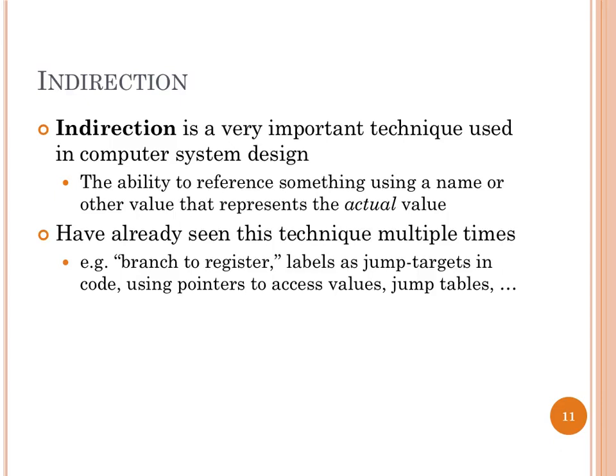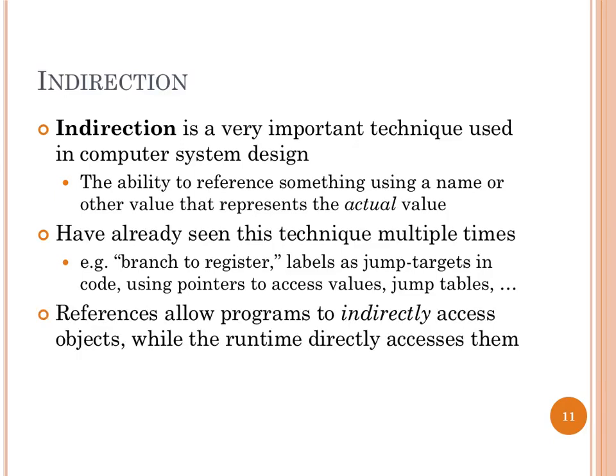Branch to register, so now I'm using a register's content instead of having a branch to a literal address. Labels as jump targets. You probably remember, hopefully, because we're only in the 4th week now, each one of these things gave us a big jump in sophistication in the way that we implement programs or the things that we can compute. So references allow me to access something indirectly. The runtime can access things directly. It knows everything, but my reference allows me to refer to something without being able to access it directly, and that gives the runtime a lot of power.